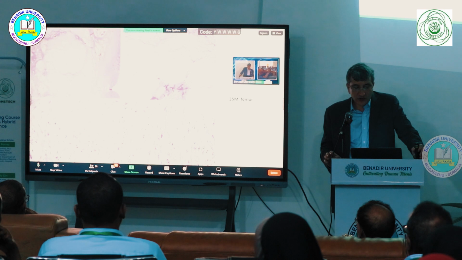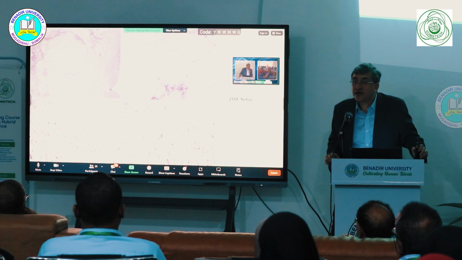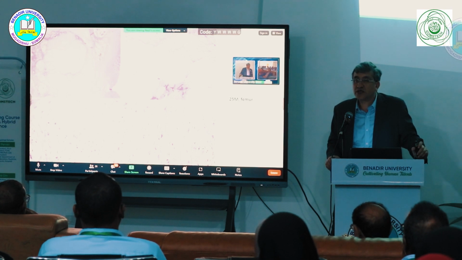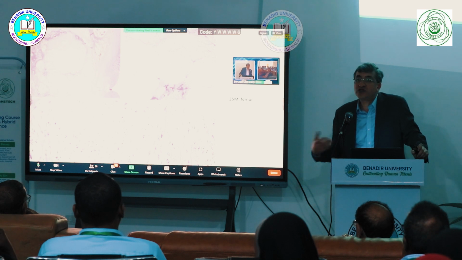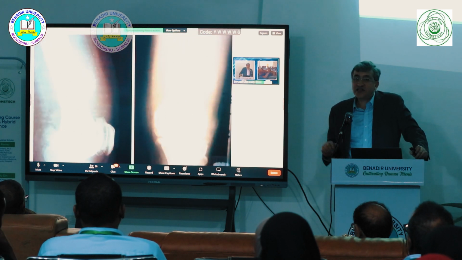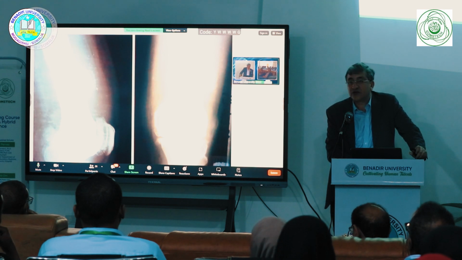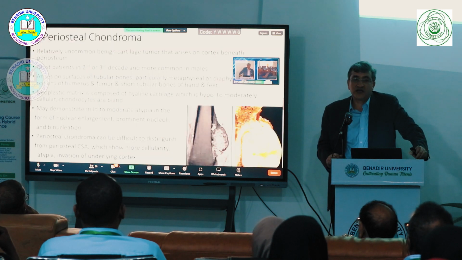25-year male patient, what about histology of this case? Benign or malignant? It is cellular, it is arranged in lobules. So, any idea? Benign or malignant? So, obviously, more cellular, you think more of a malignant lesion. But radiographically, it is present at the surface, and it is not aggressive. So, this is periosteal chondroma.